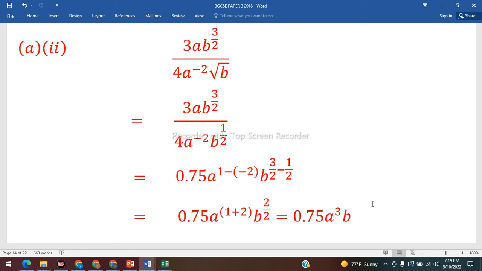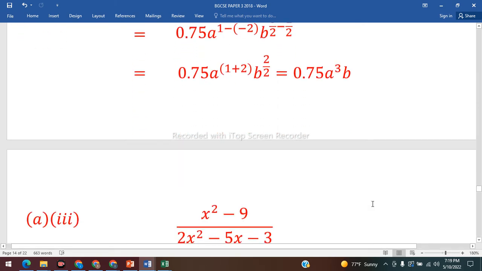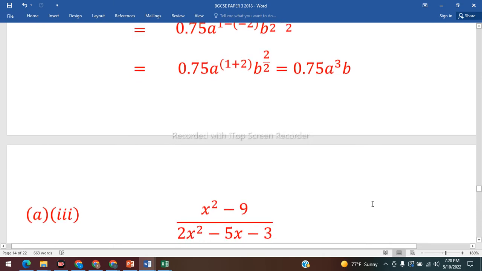All right, so let's move on if there's no questions. The next one is this question. And the first thing we're going to do with this one, because they want us to simplify this, is use what we call difference of two squares on the numerator.